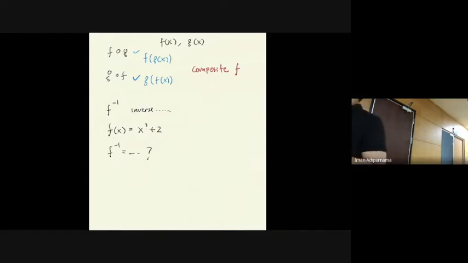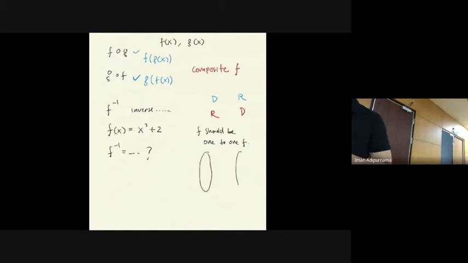Before we solve, what is an inverse? You have a domain, you have a range. So inverse means the range becomes the domain, and the domain becomes the range. That's the inverse. And the other thing is the function should be a one-to-one function.